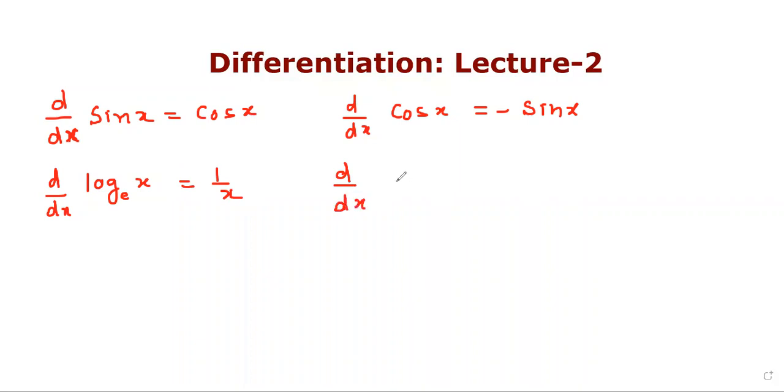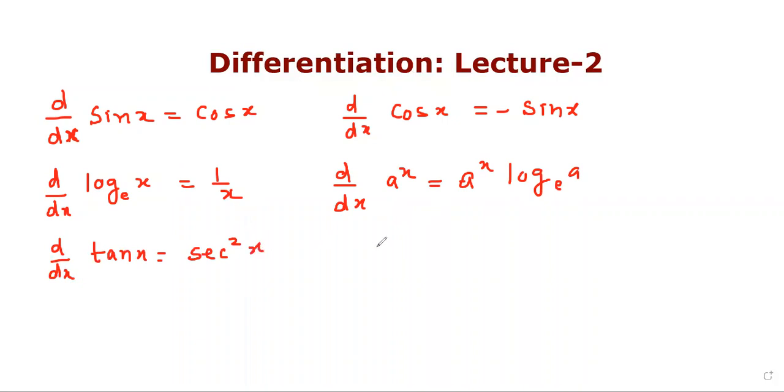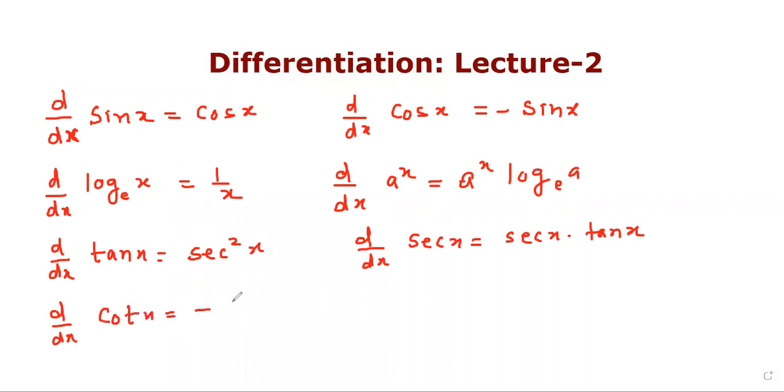d upon dx of a power x equal to a power x log a. d upon dx of tan x gives sec square x. d upon dx of sec x is sec x tan x. d upon dx of cot x is minus cosec square x.